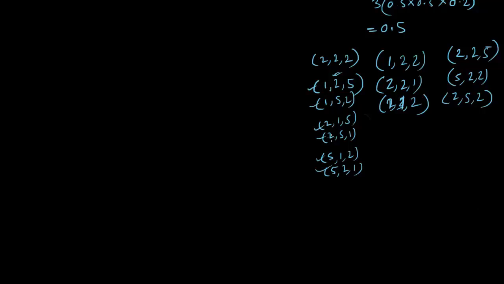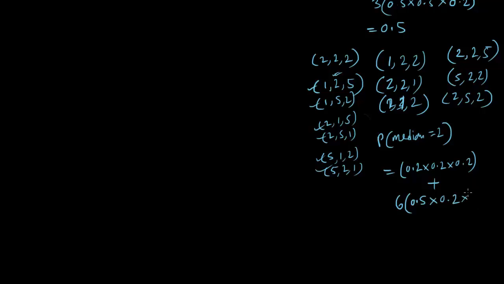So when we have these 6 samples arranged from smallest to largest, let me repeat, we have to assume they're arranged from smallest to largest, then the median would be 2. So here, median equals 2 is the first one. Everything is 2: 2, 2, 2. That means 0.2 times 0.2 times 0.2. Or the next one we have is this 6. So 6 into everything is different. So 1 has a probability of 0.5 times 2 has a probability of 0.2 times 5 has a probability of 0.3.